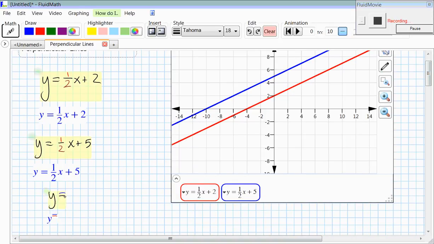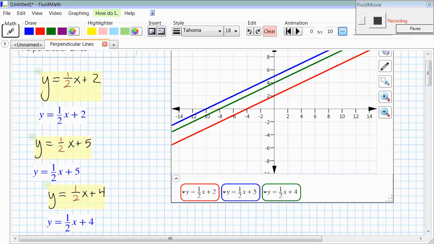Y equals, what do you got? 1/2 x, okay. Plus 4. 1/2 x plus 4, is that what you have? Yeah. You sure? Okay. There we go, 1/2 x plus 4. So will this be above or below or in between? In between. Let's see here, is he right?